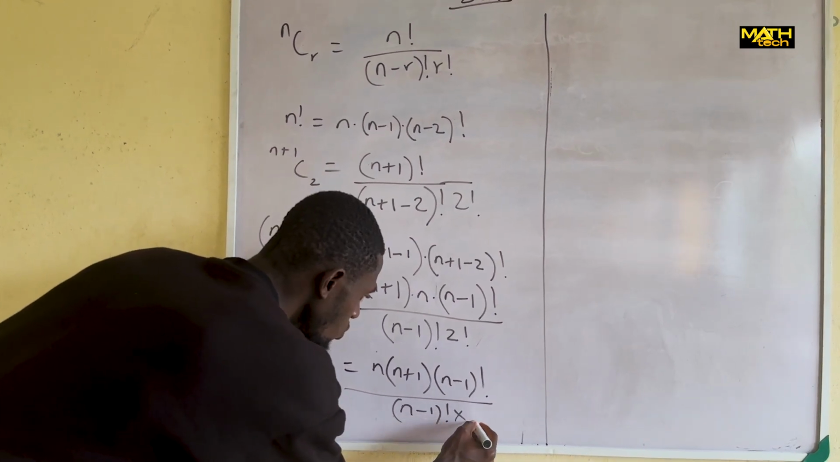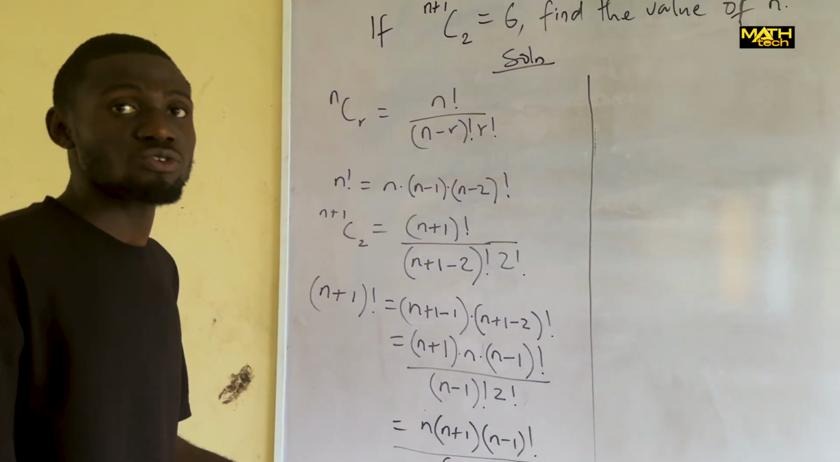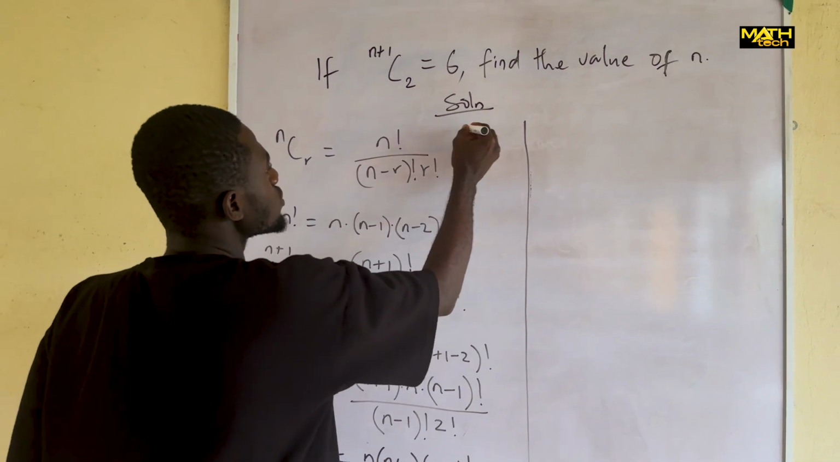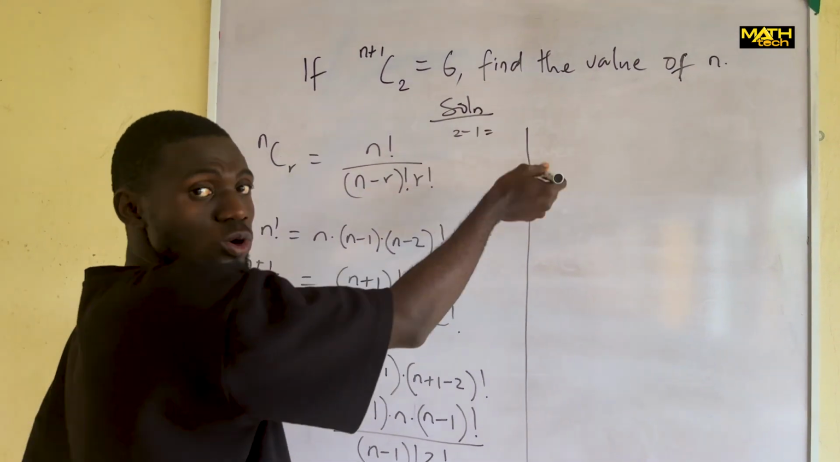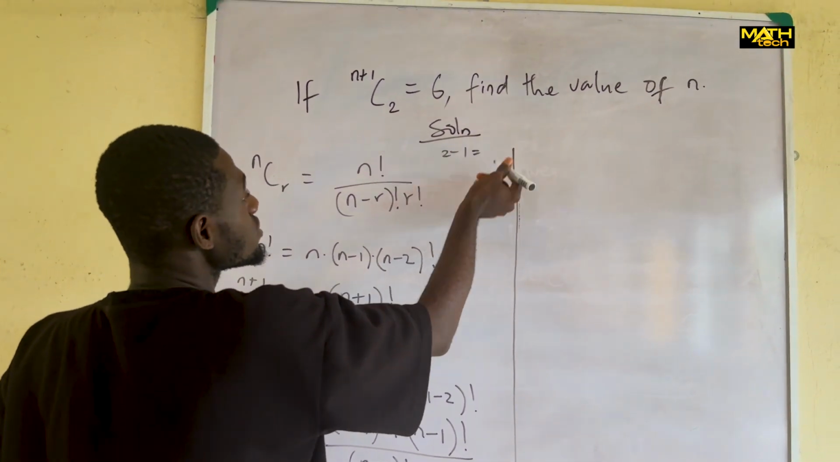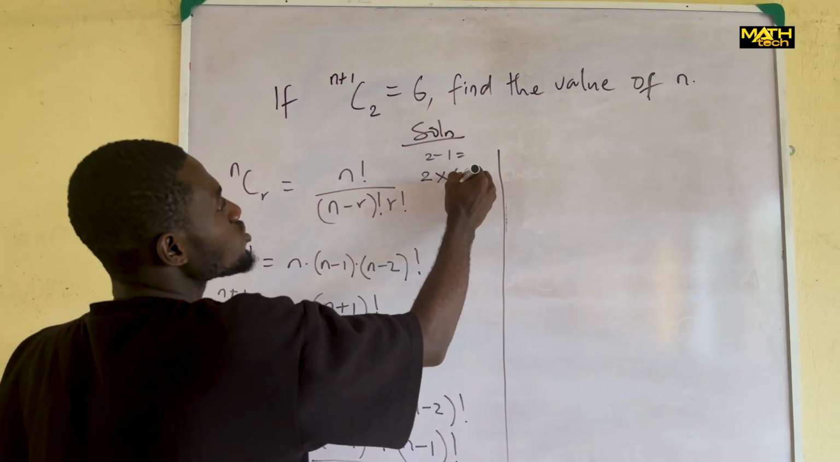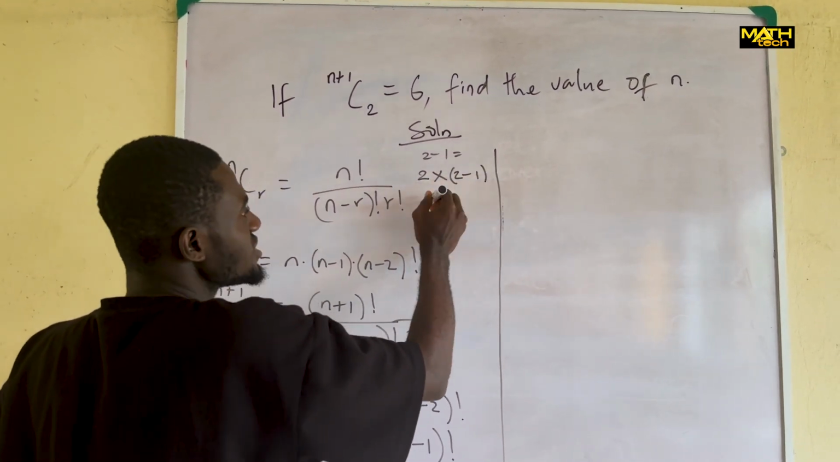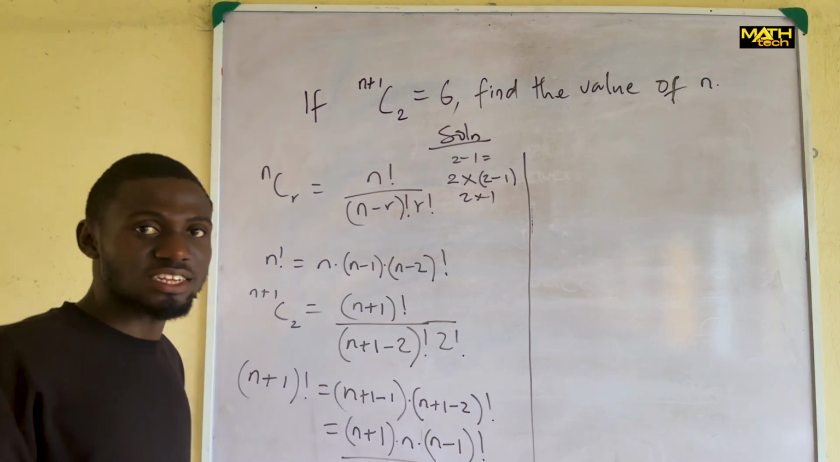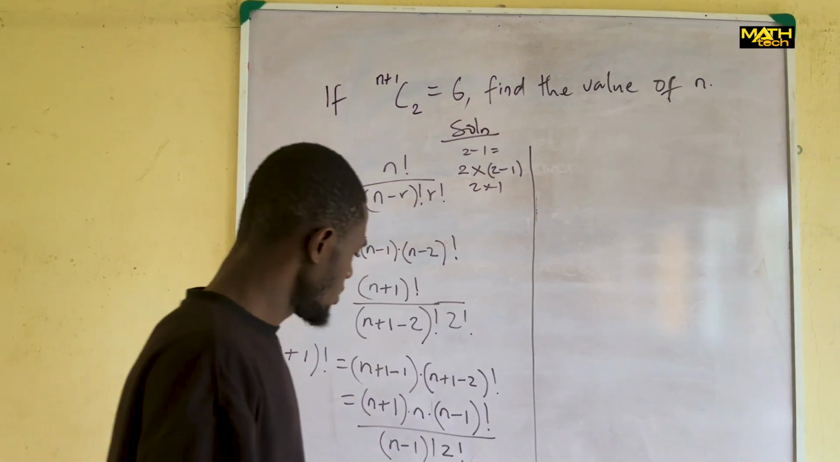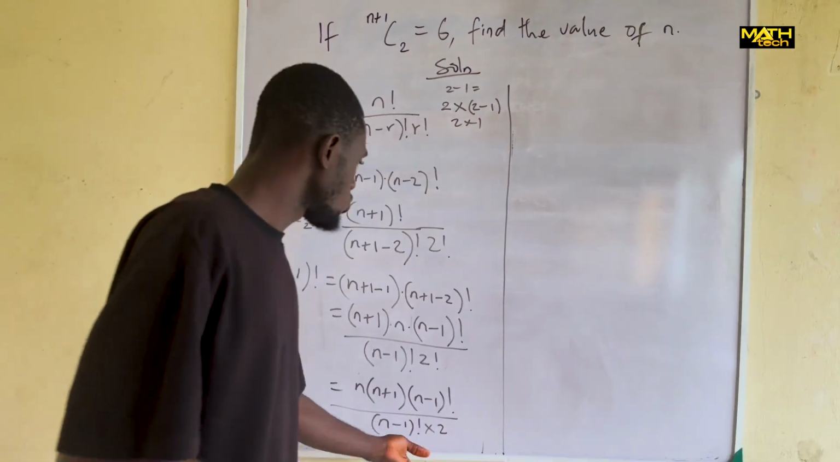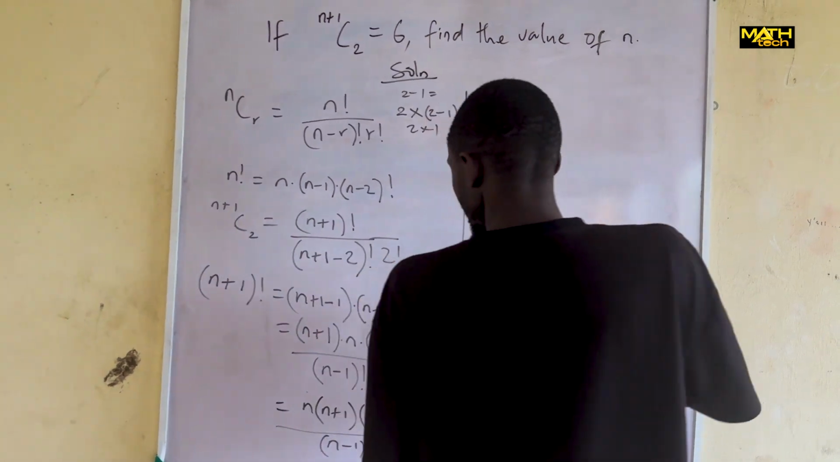times 2, because 2 factorial is 2 times bracket 2 minus 1, and this is 2 times 1. That is 2 factorial, so the result is still 2. So let's advance.